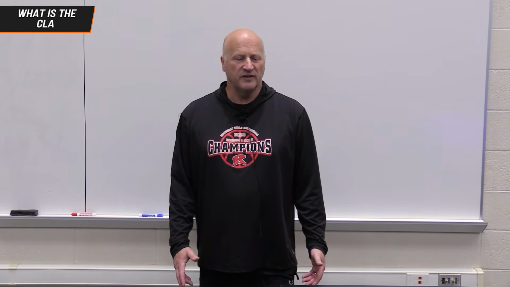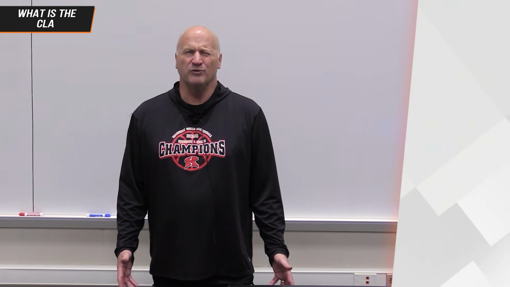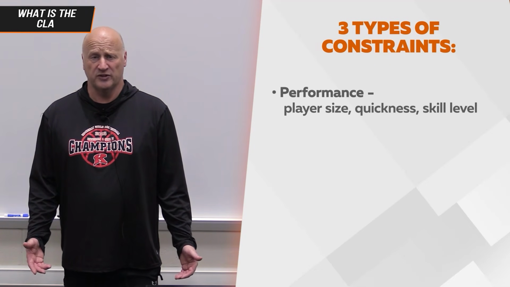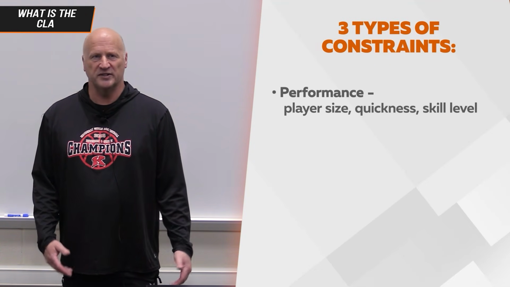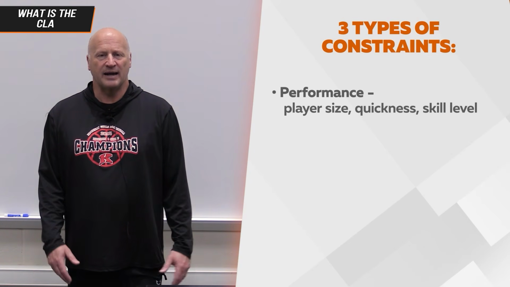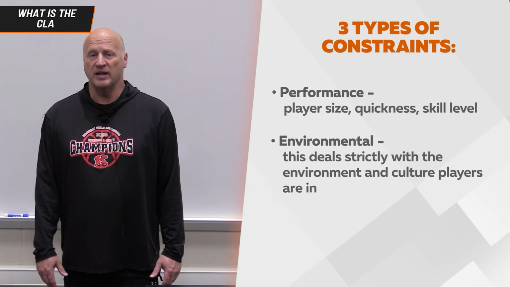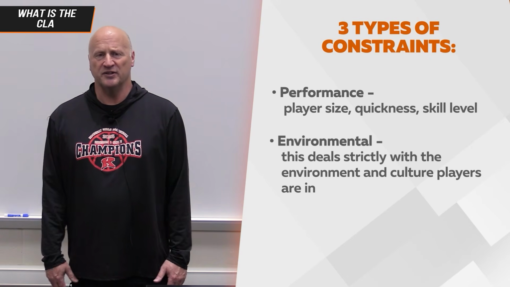So there are different ways that you can constrain. There's 3 real big constraints. There's a performance constraint, who is actually doing it, the different size of kids, how their quickness is, and their skill level at that point. Then there's an environmental constraint, and then there's a task constraint.